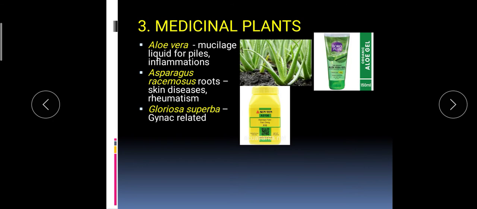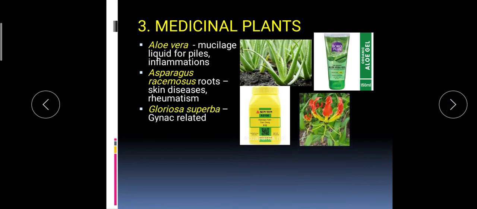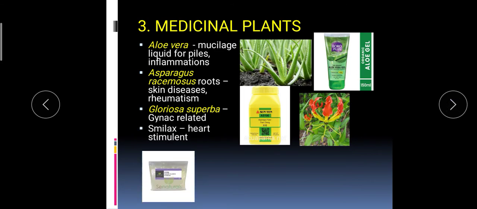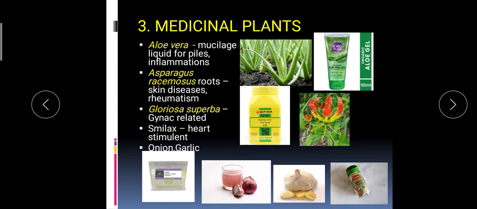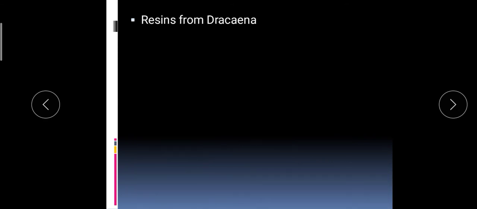Another one is Gloriosa superba, used for gynecological problems. This is a Gloriosa medicine available in the market. Then Smilax is highly used for heart diseases. That's also available. Then onion and garlic: onion garlic paste, onion garlic combinations, coffee, juice, everything is highly medicinal. In our daily life we use it for throat infections, stomach problems, that is gastric problems, then cold and everything. They are highly medicinal in our day-to-day life. And so many medicines related to onion and garlic are available in the market.